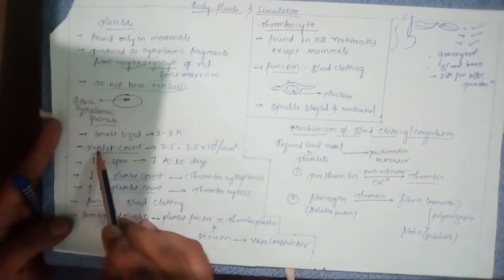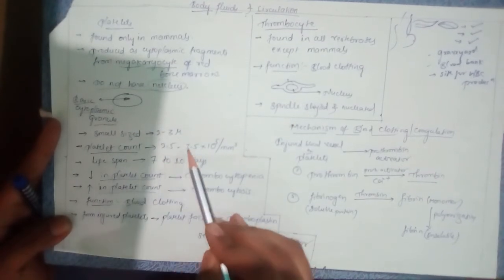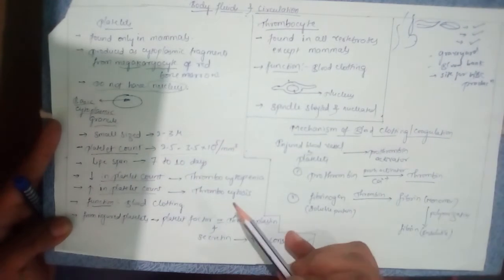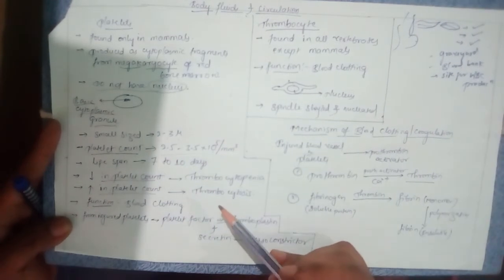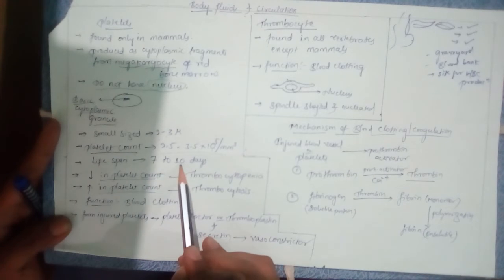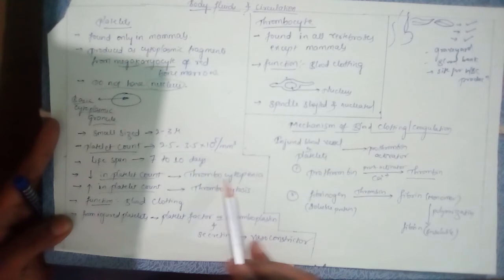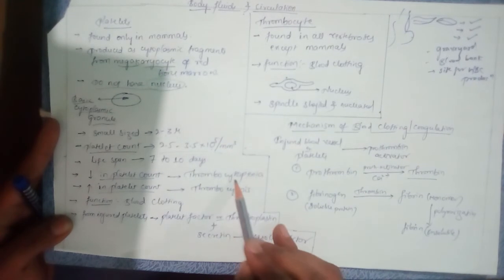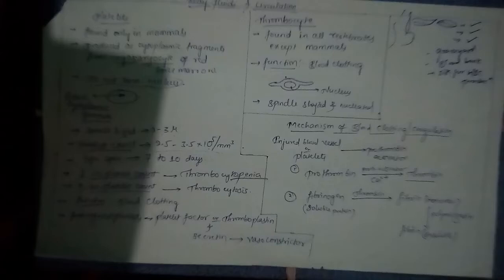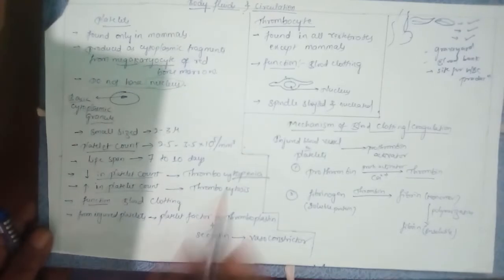Understanding? Platelet count: how much should a normal healthy person have? 2.5 to 3.5 into 10 raised to 5 per cubic millimeter, nearly the count of our RBC. The lifespan of platelets is very short, 7 to 10 days. A decrease in platelet count is called thrombocytopenia. I already told you penia is nothing but deficiency, right? Next, an increase in platelet count is called thrombocytosis.